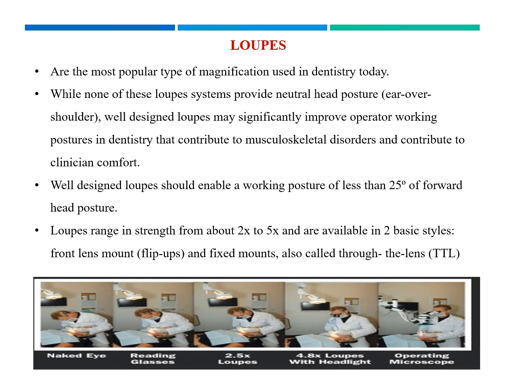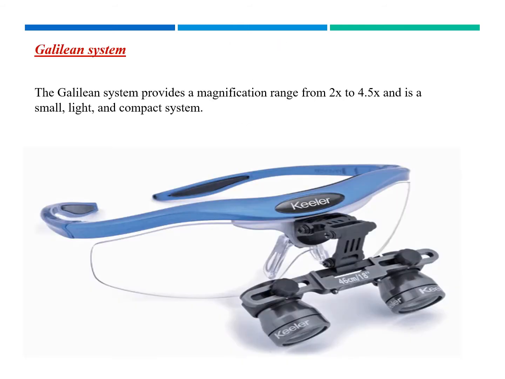Loupes range in strength from 2x to 5x and are available in two basic styles: the flip-up and the fixed mount, or through-the-lens loupe. Loupes are further divided into the Galilean system and the Keplerian system. A Galilean system provides a magnification from 2 to 4.5x, and it's a small, light and compact system.